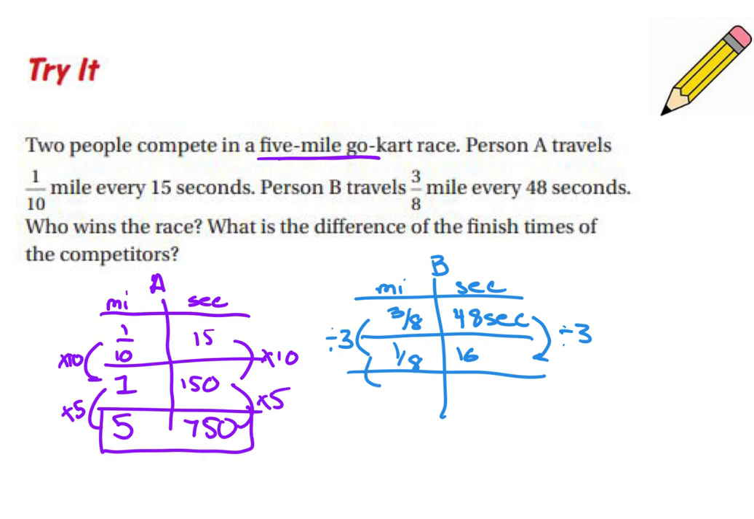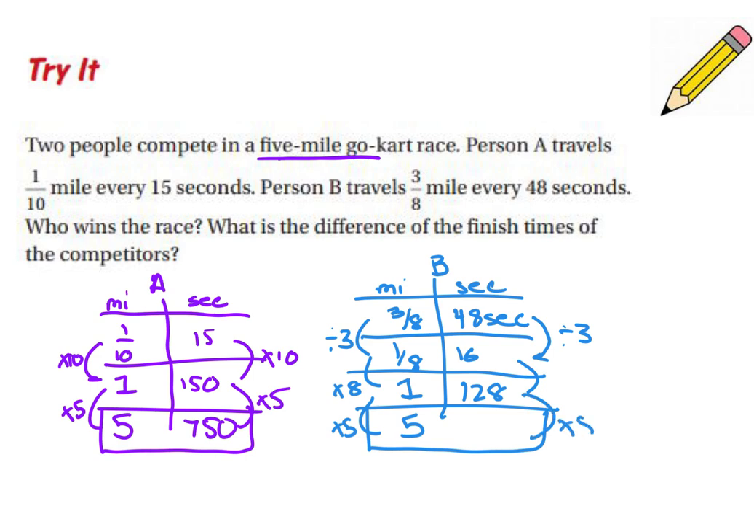And from there, I can now multiply by 8 to get me to 1. 16 times 8 puts me at 128 seconds. And now I can multiply 1 mile times 5, and that puts me at my 5-mile total, and I can do 128 times 5. 128 times 5 is 640 seconds.